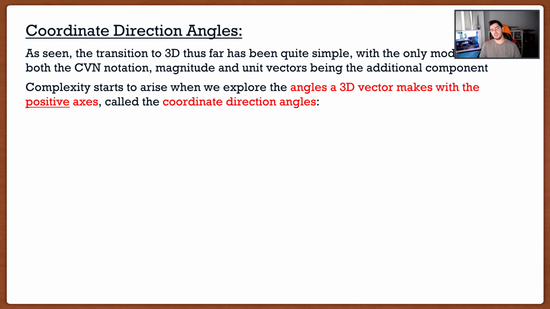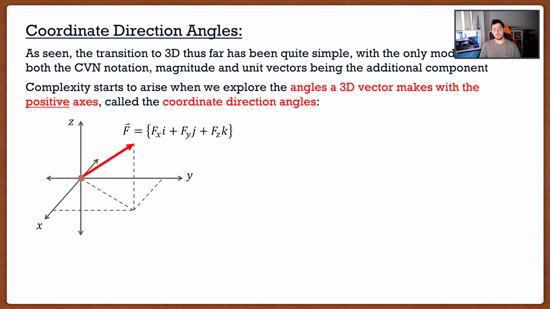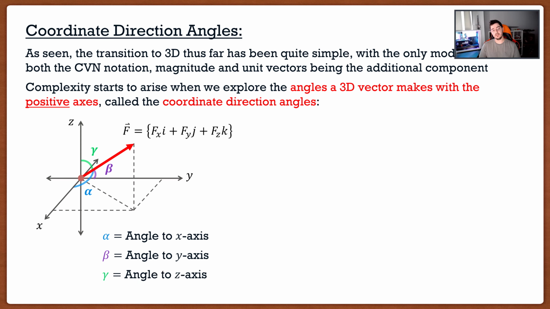All right, so this is going to be the key here. These are the angles it makes with a positive axis. So let's say I had my force vector. It has all the components, Fx, Fy, and Fz. Well, the coordinate direction angles are going to look something like this. From the positive x-axis to our force vector, we call this angle alpha. From the positive y-axis to our vector, we call this angle beta. And then finally, from the positive z-axis to our vector, we call this angle gamma.